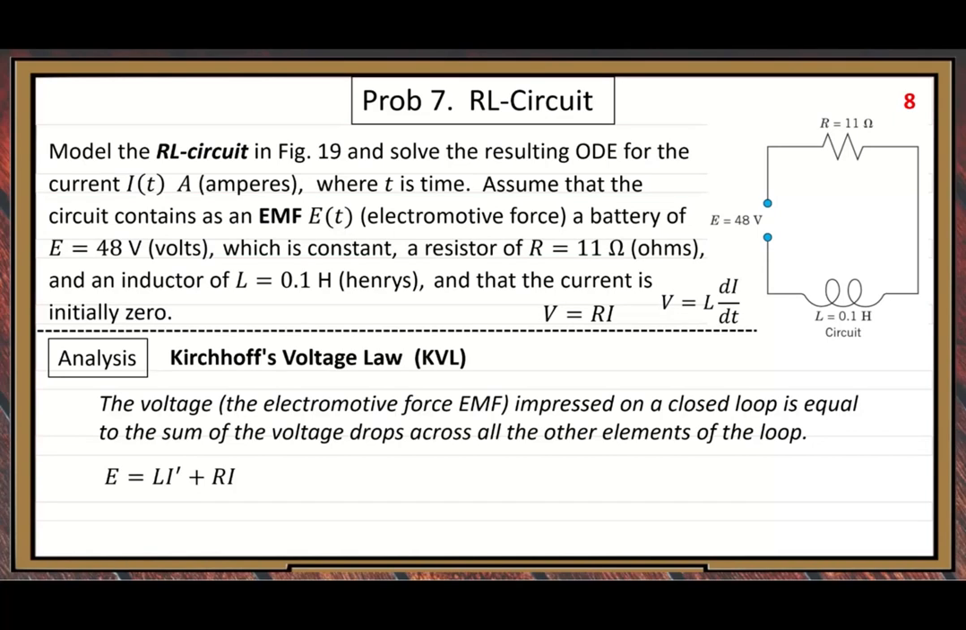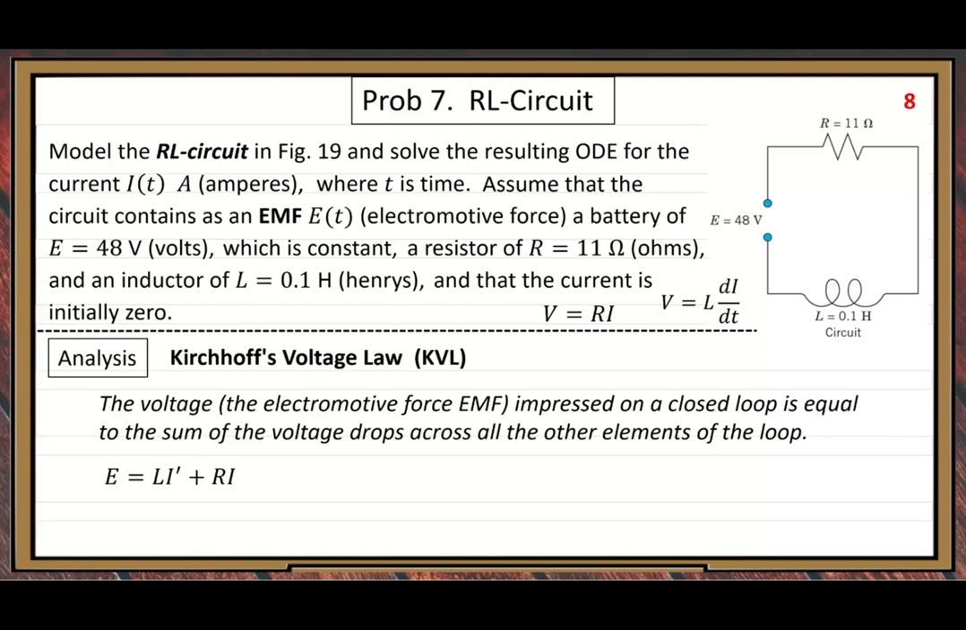Anyway, now we are ready to set up the differential equation. E on the left-hand side, and on the right-hand side two components. The order may not be important, just don't skip any component. Cover all the components on the loop. L times I prime, the derivative with respect to t. The variable is t, time t. Plus R times I.